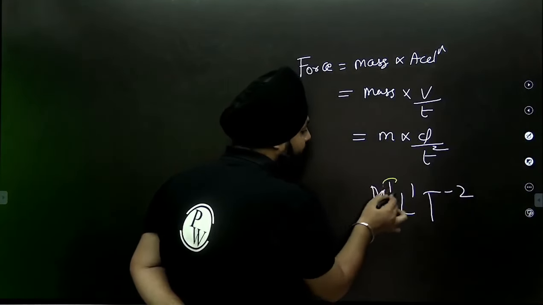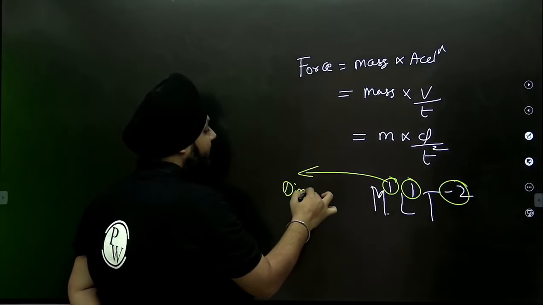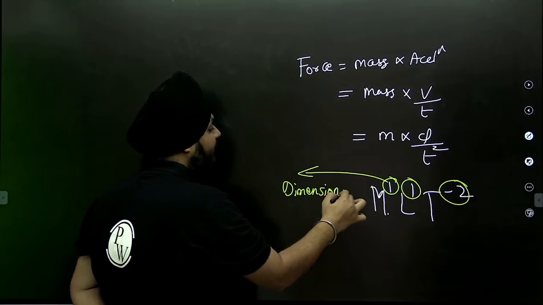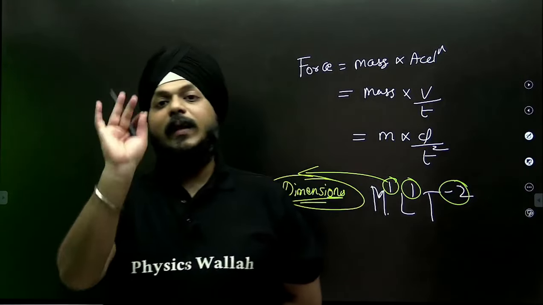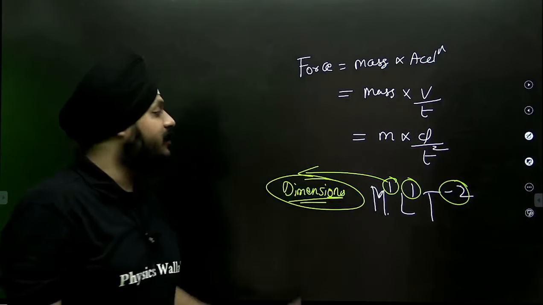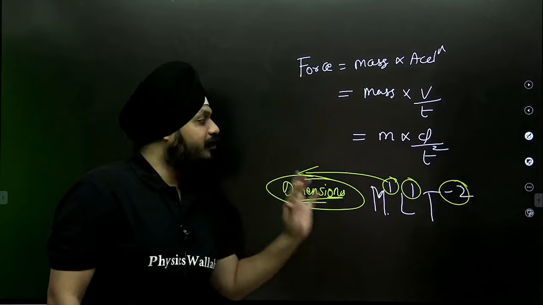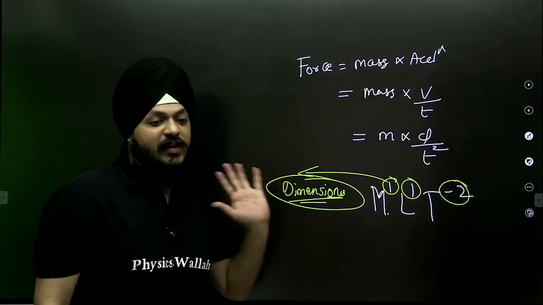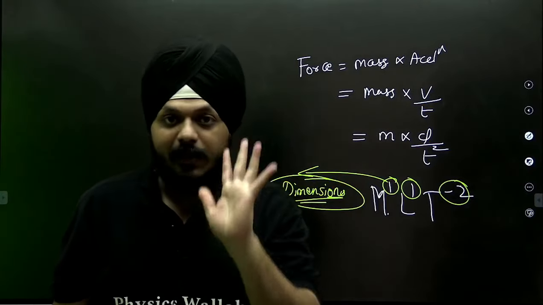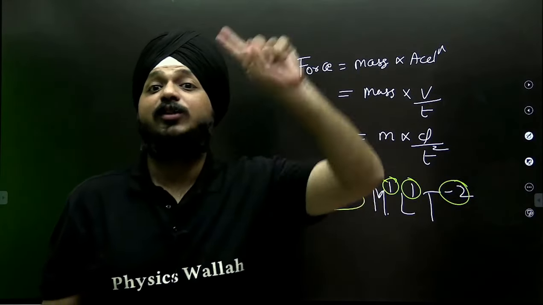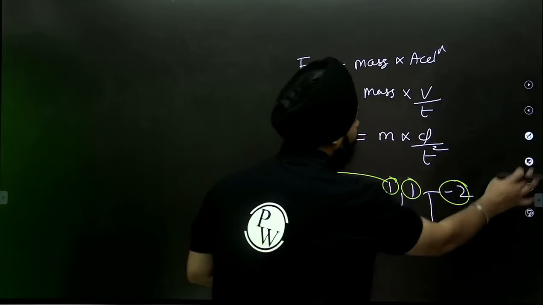Whatever powers are assigned, these are the dimensions. Generally they are assigned to the fundamental physical quantities, but depending on the application, sometimes they are also assigned to derived quantities. That part will come in dimensional analysis. The general definition states that the powers assigned to the fundamental physical quantities are their dimensions. So this is one example I kept in front of you all.